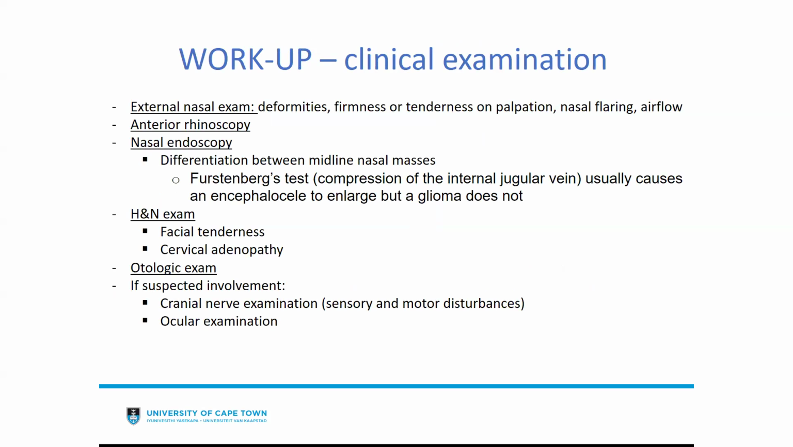When you have a midline nasal mass in children, you can also do the Furstenberg's test. So you compress the internal jugular vein, and this causes an encephalocele to enlarge, but the glioma that's pinched off from the intracranial compartment will not enlarge.